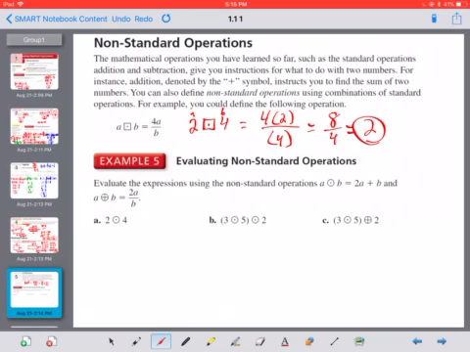So in A, it tells us to do 2 circle dot 4. So this is going to be my A. This is going to be my B. I'm going to use the circle dot, which is 2A plus B. So 2 times something plus something else. For A, it wants me to plug in 2. For B, it wants me to plug in 4. 2 times 2 is 4. 4 plus 4 is 8.